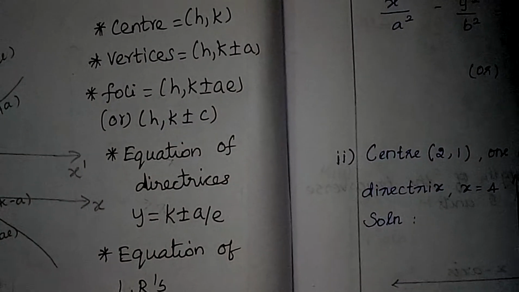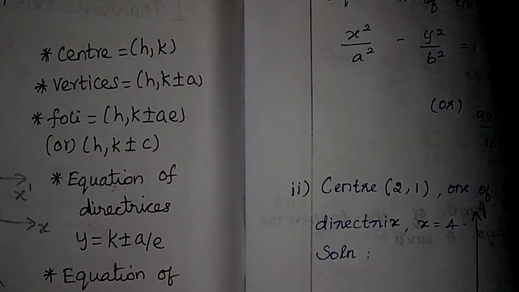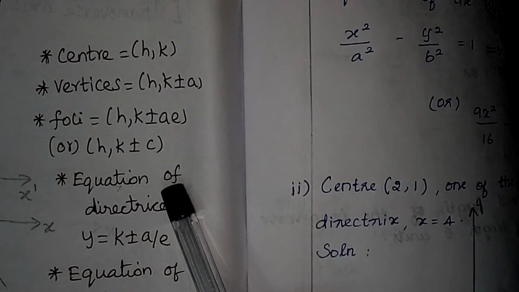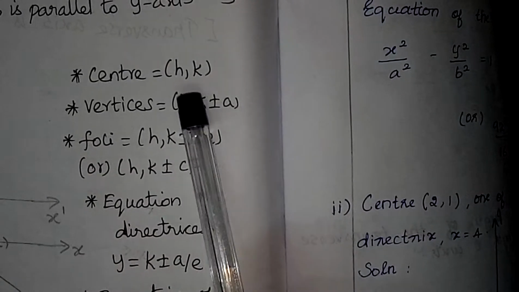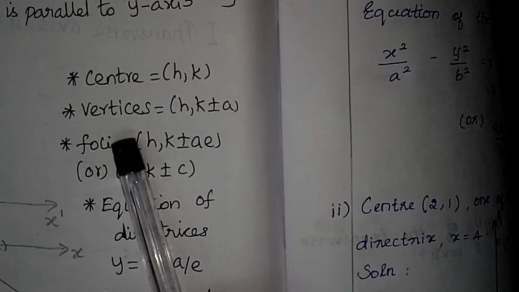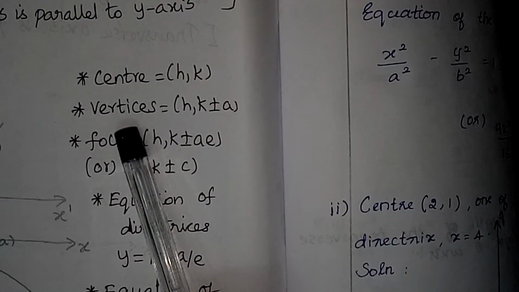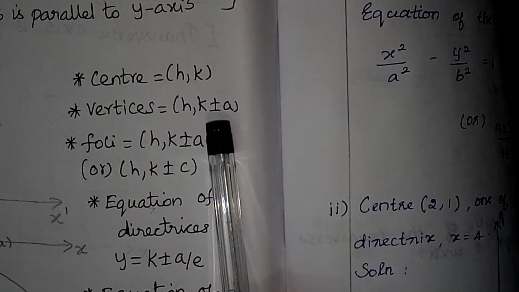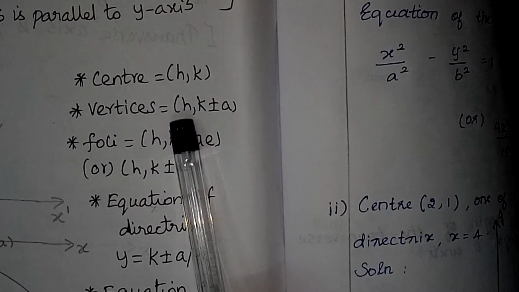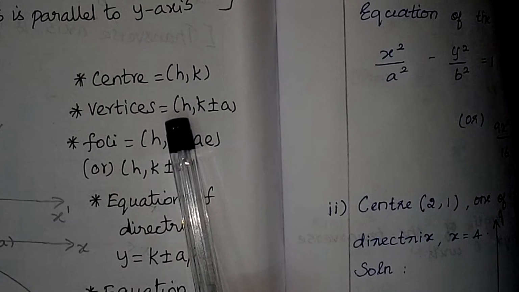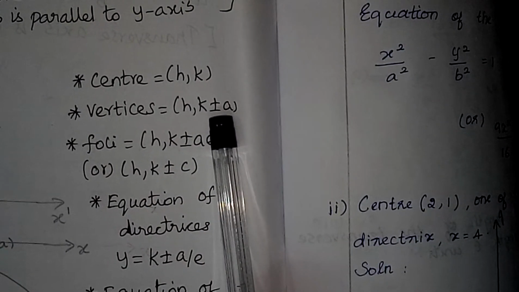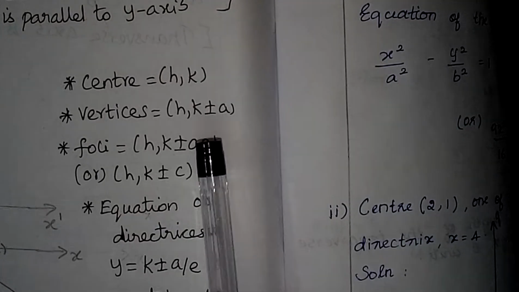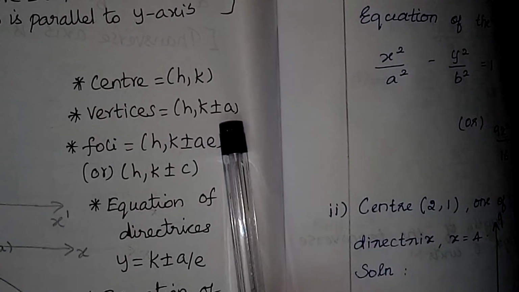So what formulas did we learn for the first type? The same set of formulas, only we have them here. So the center is (h, k). And the vertices: if you see in the first type, this plus or minus a will be added in the x place, that is along with the h. But in the second type, this plus or minus a will be added with the y value, that is the k value. (h, k plus or minus a).